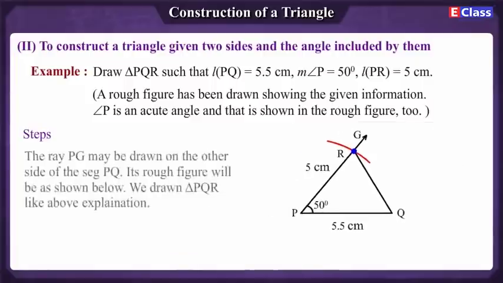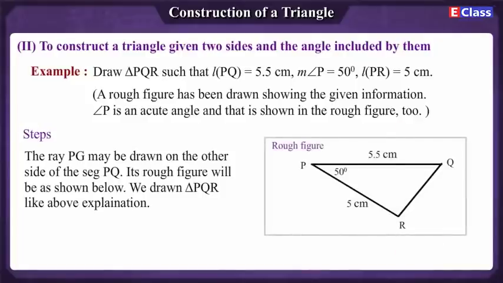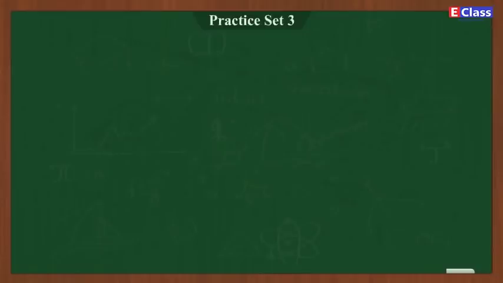The ray PG may be drawn on the other side of the segment PQ. Its rough figure will be as shown below. We have drawn triangle PQR like the above explanation. Now students, let's solve the practice set 3.